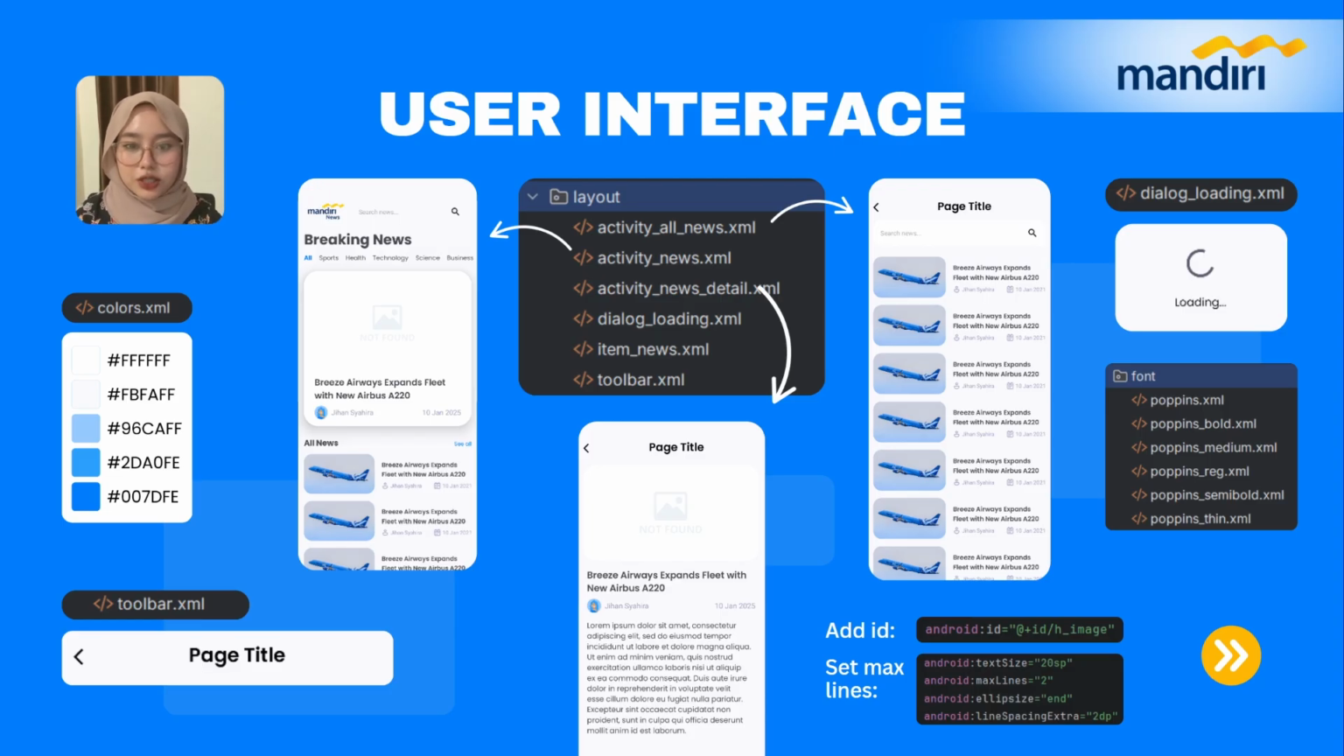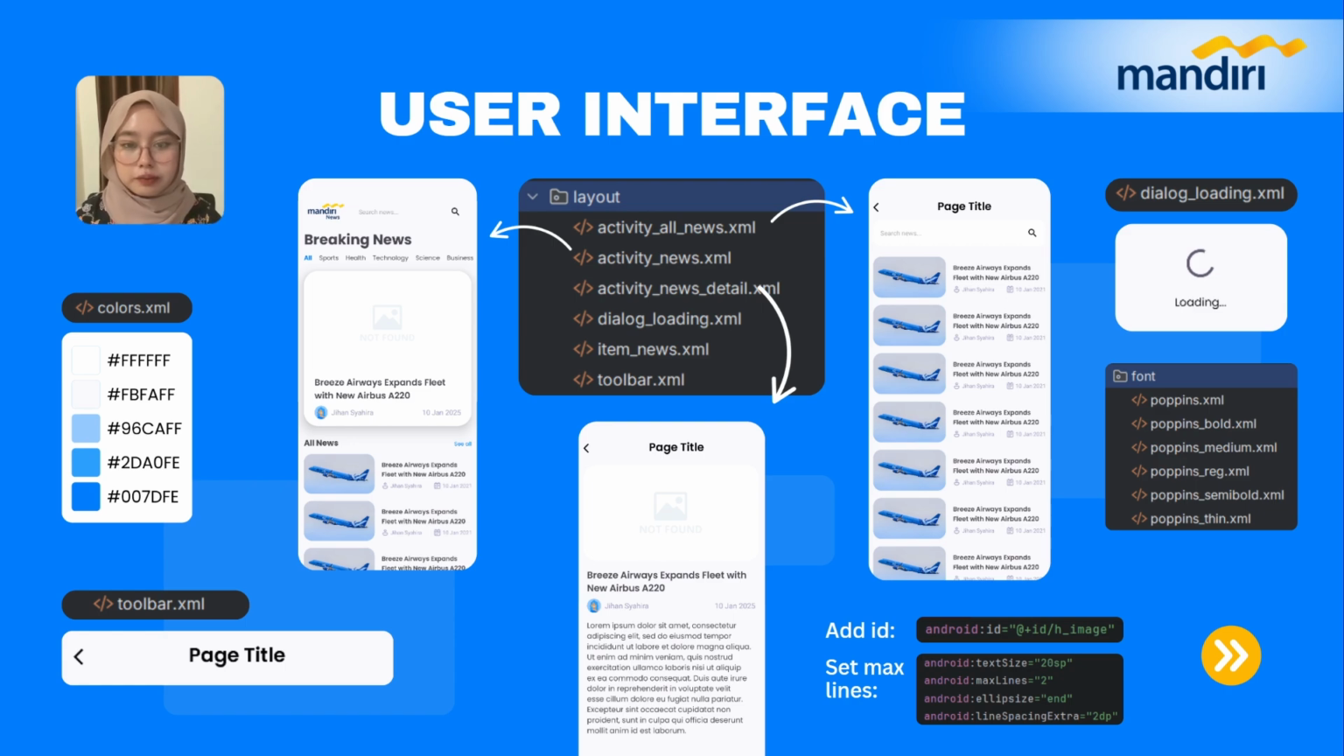And then I also adjust the font, so I use Poppins for the font. And then here we have three main layouts actually. The first one is homepage, the second one is the detail news, and the last one is the all news. So in homepage we have one headline with the categories and then a recycler view to show all of the news.